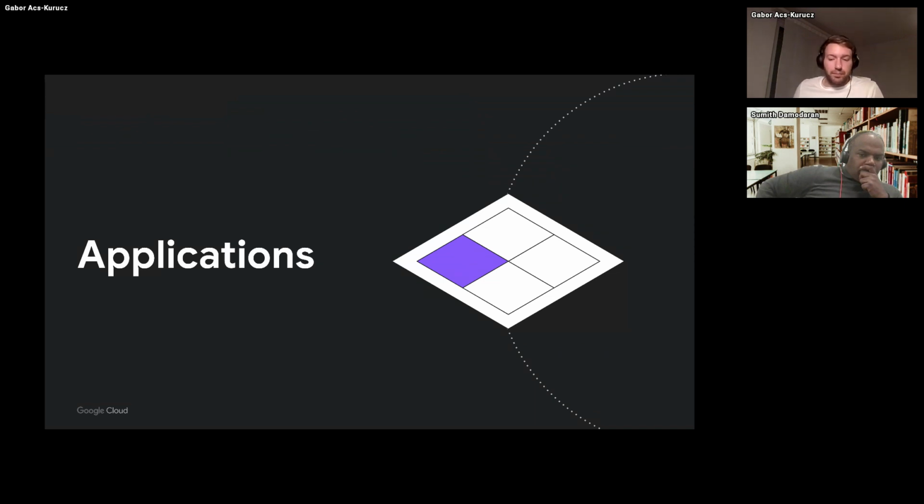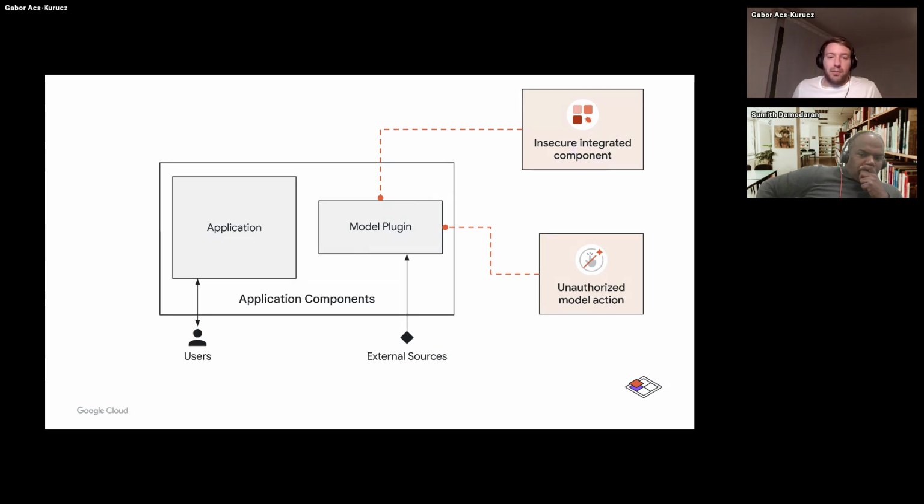So now we know how to misalign a model. What could happen with the application? Insecure integrated component or unauthorized model action. These are the two callouts here. Unauthorized model action is, let's say, in an agentic world, the application interacts with the model, outputs something, and then the application will, I don't know, fetch your emails, open your garage door, stuff like that.